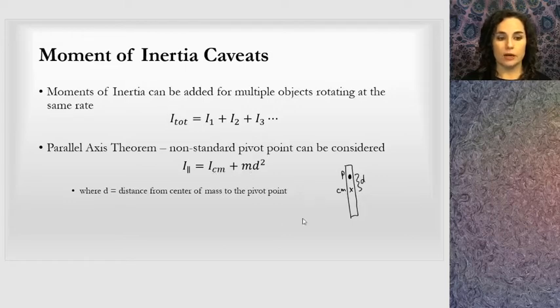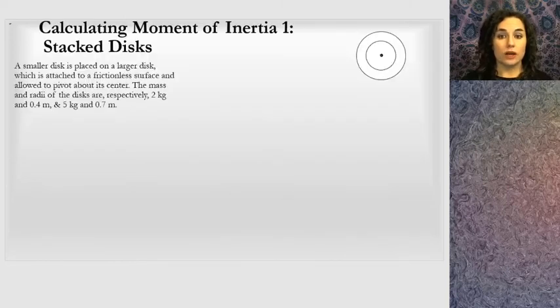So for a stick about the center of mass, it's 1/12 ml squared, whatever the length is. And then you would add on md squared, and that would be the new moment of inertia about this point P rather than the center of mass. I've chosen a couple problems for calculating the moment of inertia.